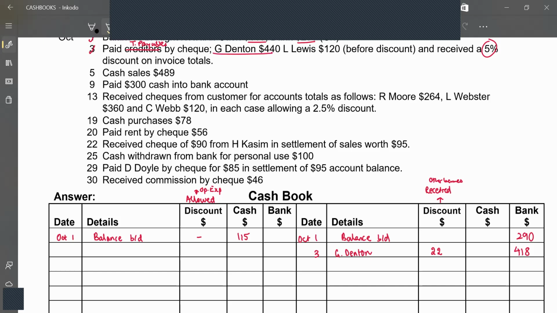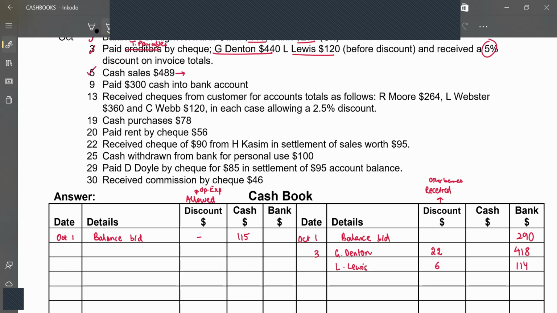The second person you have is L. Lewis. On the 3rd of October, you don't have to write down the date again. The amount owing to L. Lewis was 120. You received a discount of $6, that's 5% of $120. $6, so that gives $114, the actual cash outflow. And the next is cash sale.